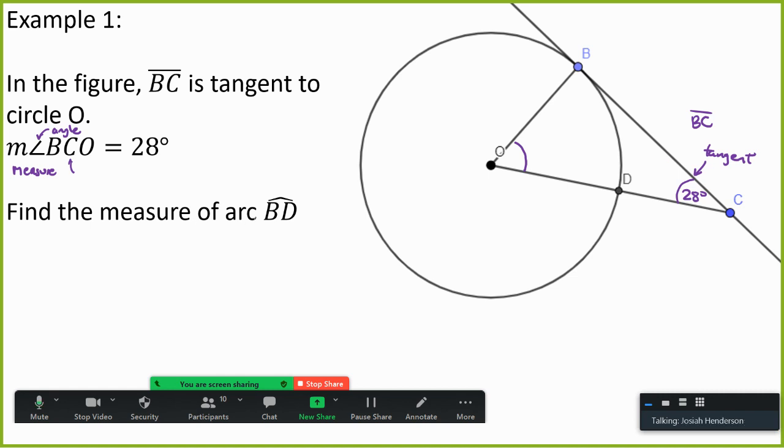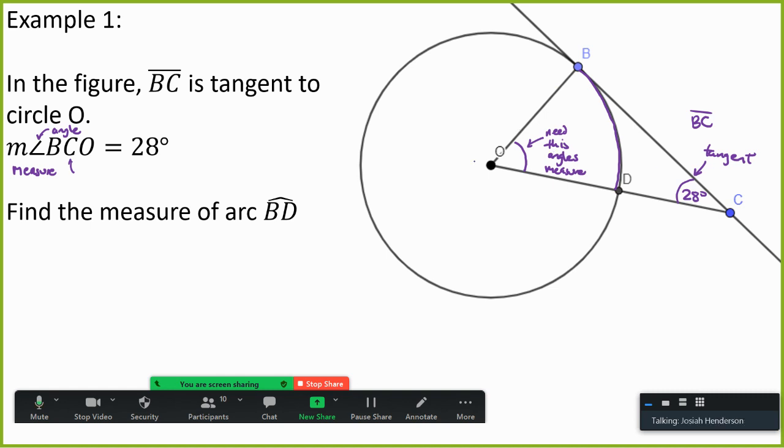They want us to find the measure of arc BD. They want us to say, what is this arc's measure from B to D, this edge of the circle? Now, we know from earlier that the measure of the arc BD will be equal to the measure of angle BOD. So if we could know this angle's measure, then we could have the arc BD, because they're equal. The measure of arc BD is the same as that central angle.